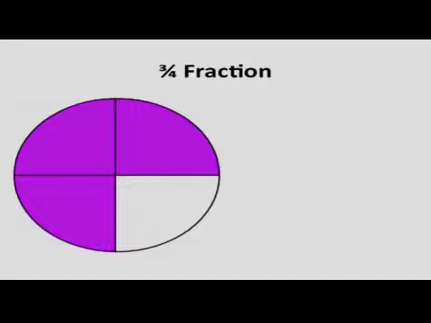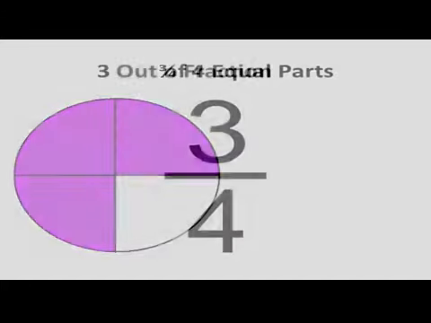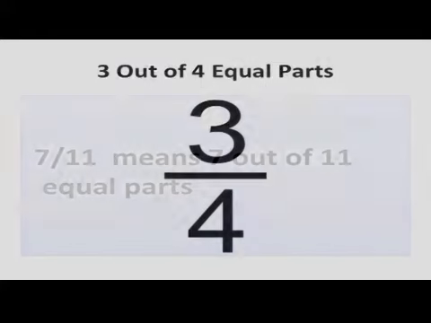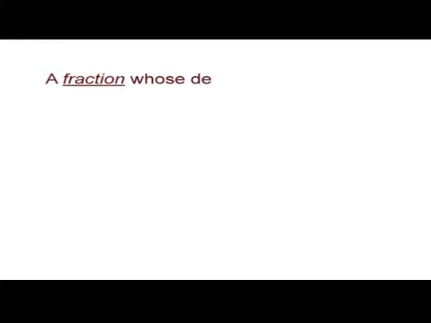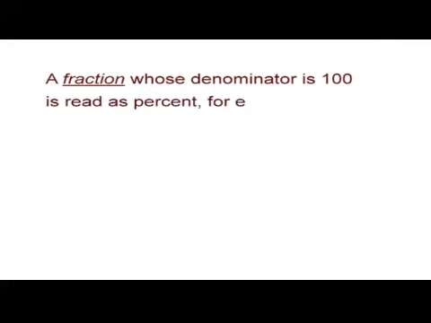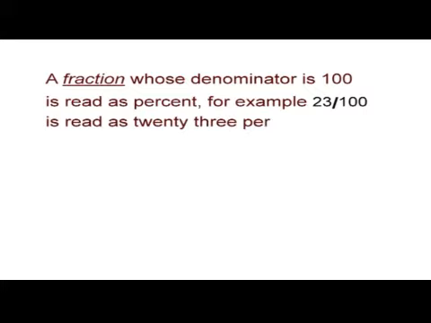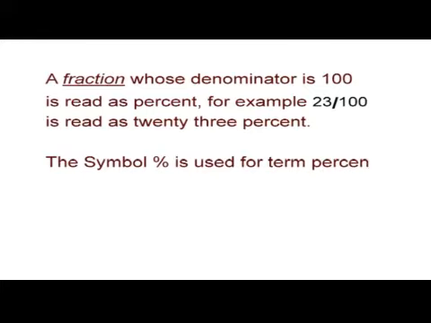Children, recall that a fraction 3 by 4 means 3 out of 4 equal parts. 7 by 11 means 7 out of 11 equal parts. 23 by 100 means 23 out of 100 equal parts. A fraction whose denominator is 100 is read as percent. For example, 23 by 100 is read as 23%. The symbol % is used for the term percent.